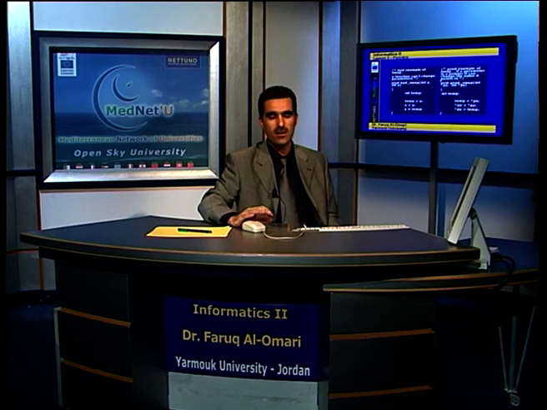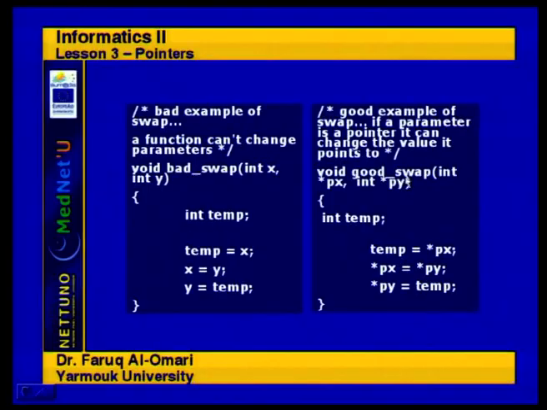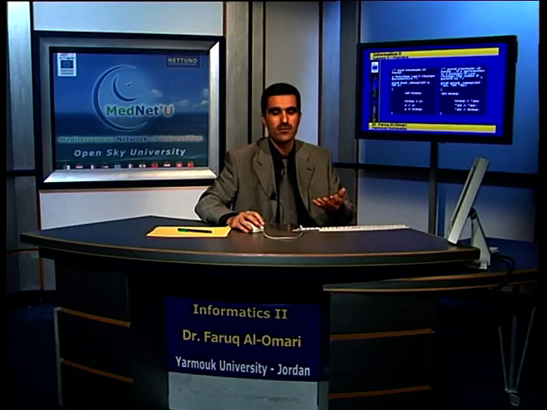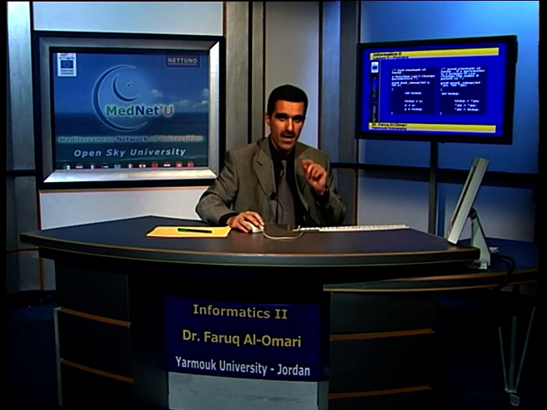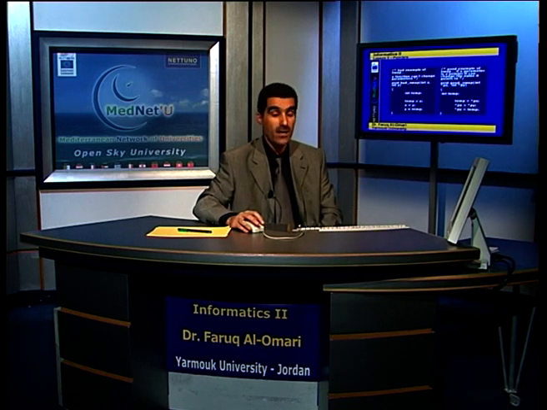Okay, let's see what's the alternative then, and what's the good choice of doing this. Well, the good choice is to do something like this. We call this function good swap, again of type void. It takes two parameters again. However, this time, these two parameters are pointers to x and y: asterisk px and asterisk py of type integer. So they're pointers to integers, pointers to the values of x and y rather than the values of x and y themselves. Okay, and that's pointing to the original values in the calling function.